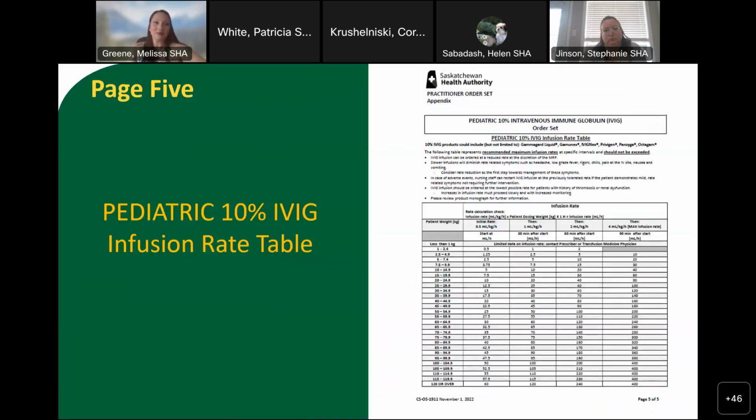Up next is page 5, which is just the infusion table. Thankfully, there's no information that needs to be filled out for the physician here. So if your pump is ever malfunctioning and not working, you can always look at this table as a guide to help you on how fast to run your IVIG infusion.